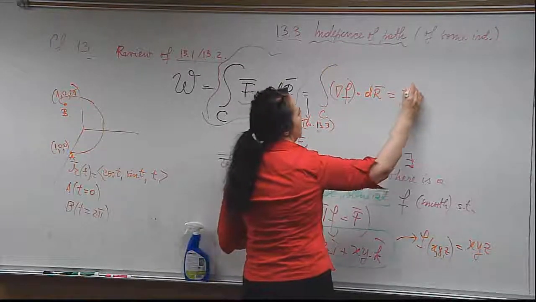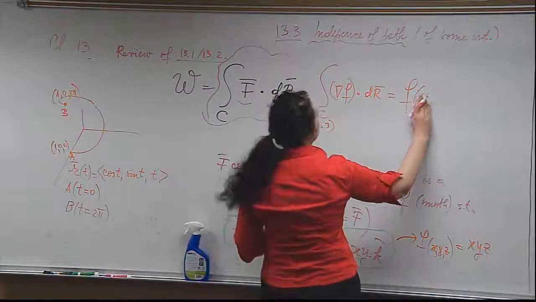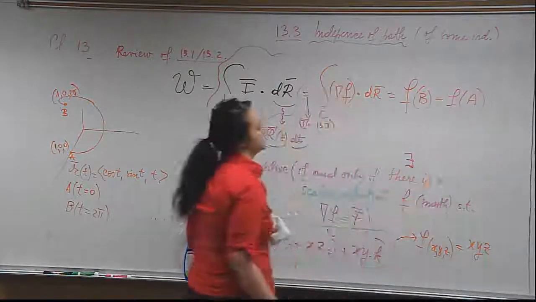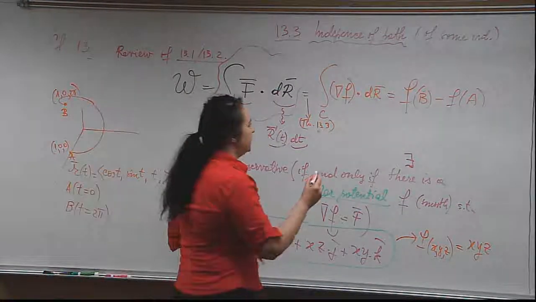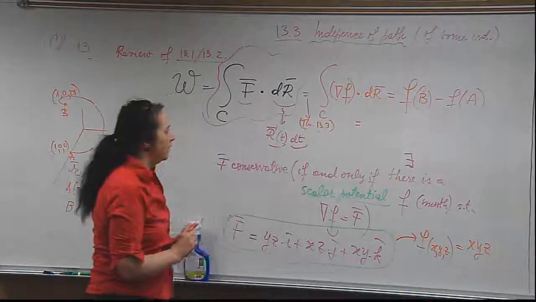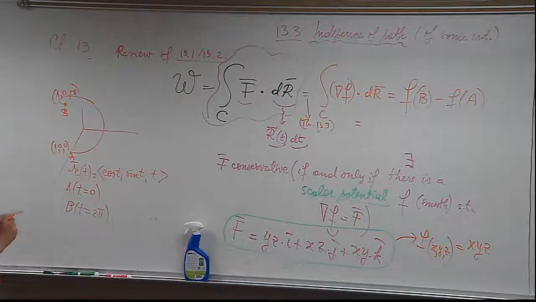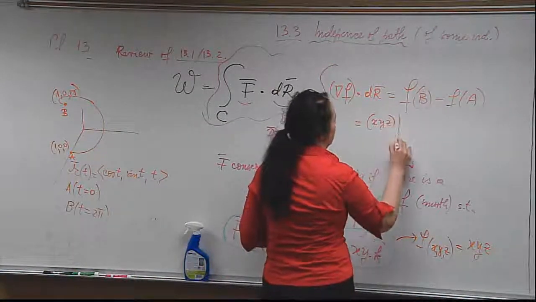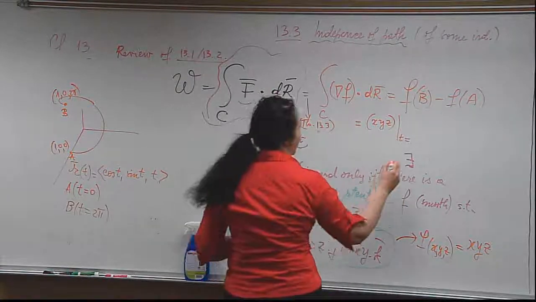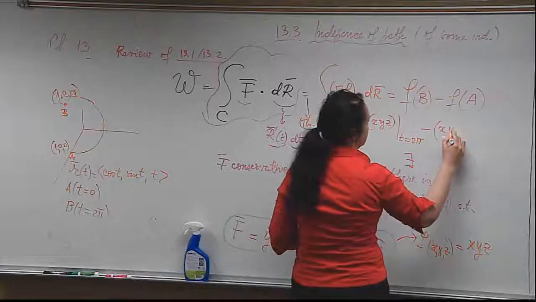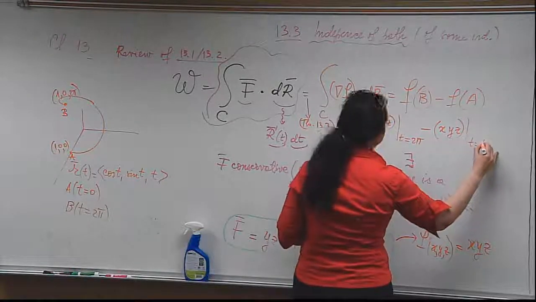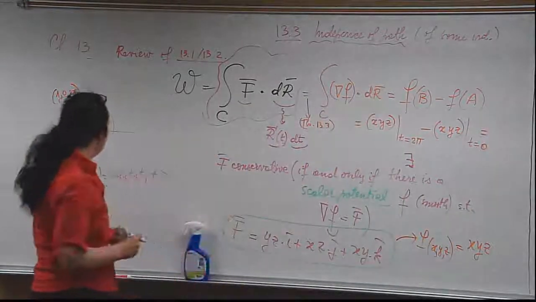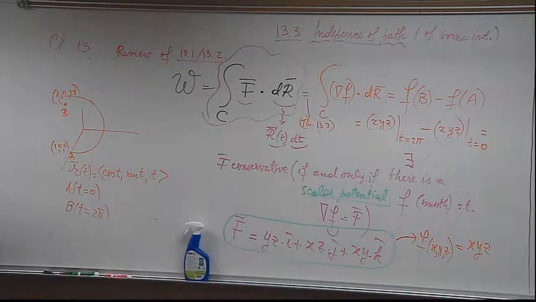And this will become what? F of q, not q, in the book is f of q minus f of p, f of B minus f of A, right? What does this mean? You have to evaluate the coordinates of this function f of x, y, z, where t equals 2 pi, minus f of x, y, z, where t equals 0. And now I have to be careful because I have to evaluate them.